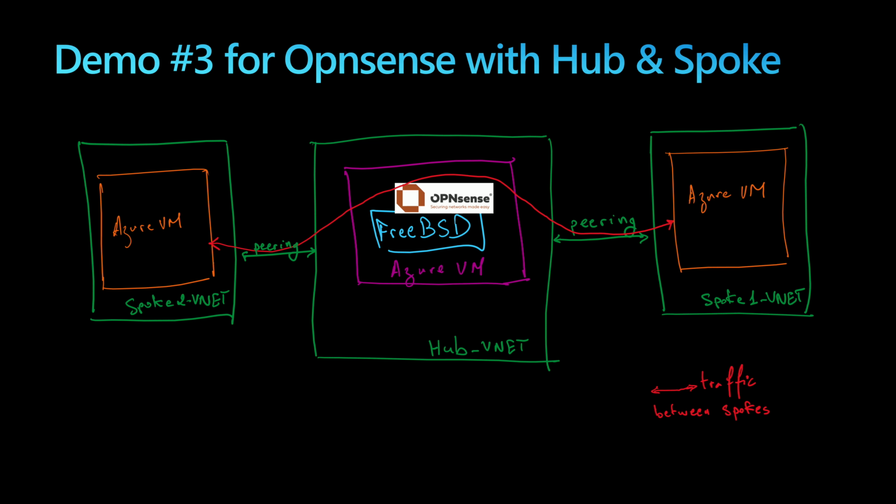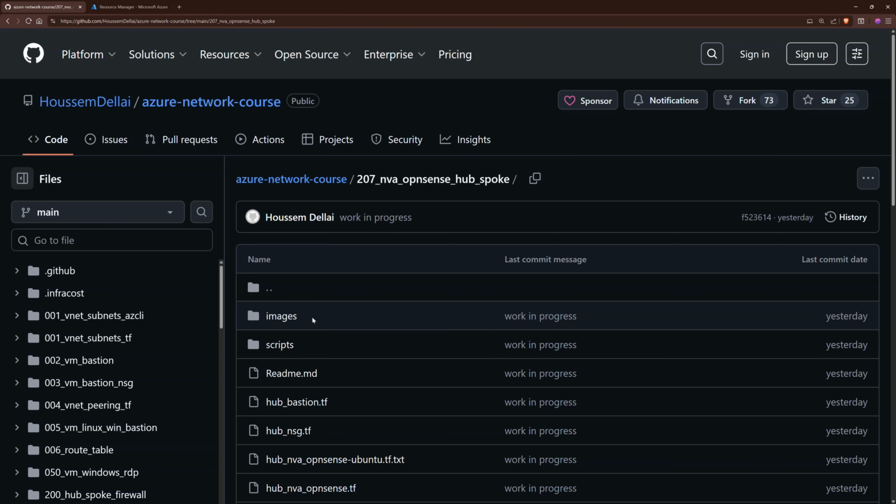We would have a hub virtual network. Within that virtual network, we would have the OpnSense Azure virtual machine, and then we would have 2 spoke virtual networks that are VNet peered with the hub network. And then we'll test that both VMs within the 2 spokes can communicate with each other through the OpnSense Firewall. And then we'll try to block that traffic from VM1 to VM2 and allow the traffic from VM2 to VM1.